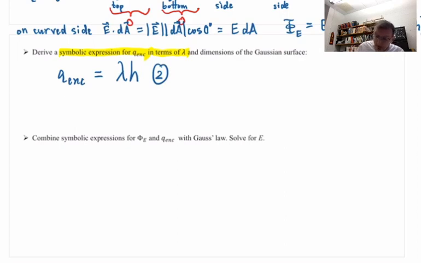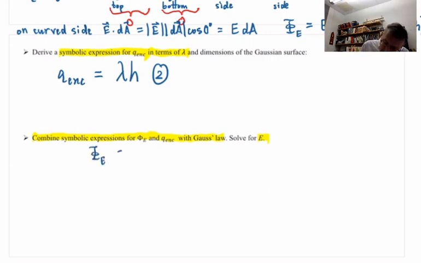And now all we do is combine our symbolic expressions for the electric flux, that's the equation I had labeled 1, and the enclosed charge, which is the equation I'd labeled 2, into Gauss's law, and solve for E. So here we go.